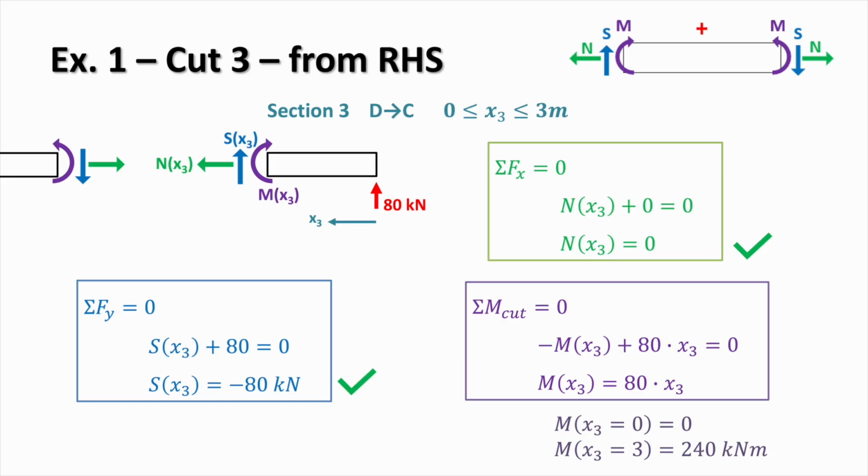And at the other end of the section, when x3 equals 3, that corresponds to point C, and the moment there is 240 kilonewton meters. And that matches the bending moment that we obtained previously at point C, when the same section was analysed from the left-hand side. So this is exactly what we expect. Both approaches should meet at the same boundary value. This confirms we can analyse the beam from either side. As long as we apply the sign convention consistently, we'll get the same internal force results. It also shows that working from the right-hand side can sometimes be more convenient and provides a good check that the two parts of the solution meet correctly.